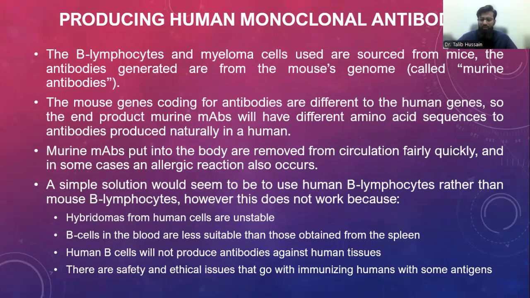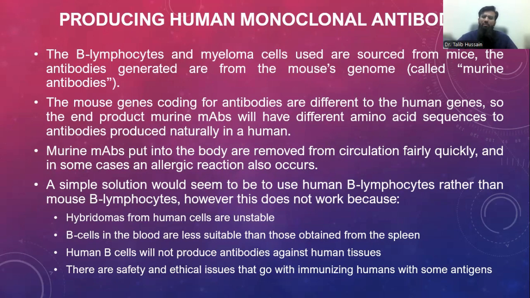Secondly, B cells, if they are produced from a human source, will not multiply when they are added to a human, as humans will not produce human B cells against human tissues. Human antibodies will not result in an immunogenic response inside a human. Human B cells cannot be secreted. And lastly, there are ethical issues also, that we cannot immunize a human with an antigen which can result in some diseases. So it is ethically not a good option to go with humans. So there are safety issues also.